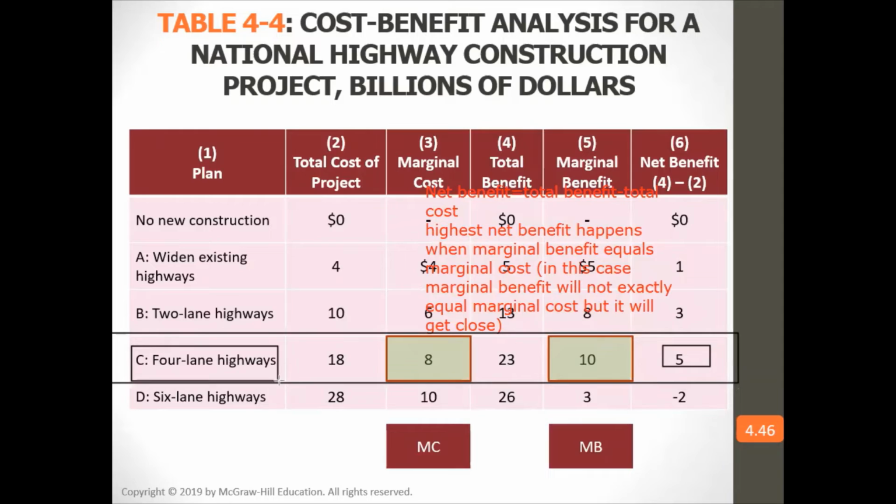So 4-lane highways are most efficient in this case because we get the highest net benefit from 4-lane highways, and marginal cost and marginal benefit are almost equal. So that's why we have 4-lane highways for the most part.